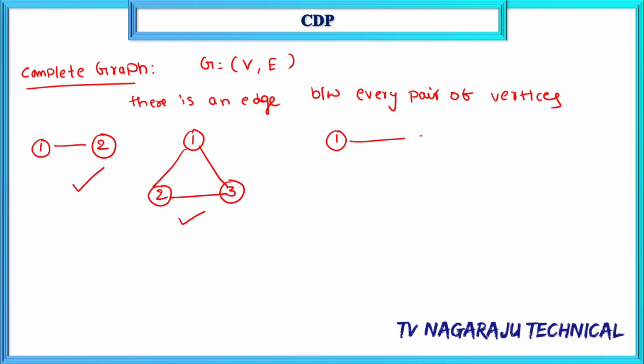Suppose consider another example. 1, 2, 3, 4. Now observe, this is also a complete graph. Consider any pair of vertices, we have an edge. This is called a complete graph.